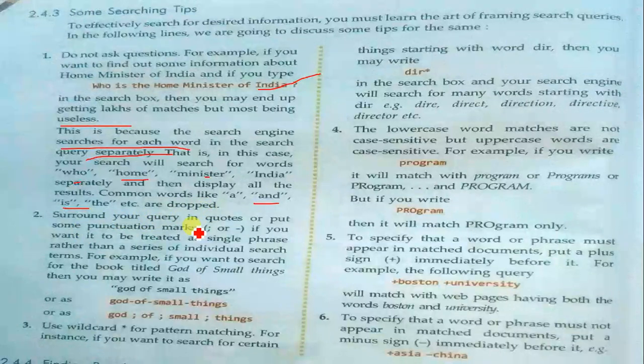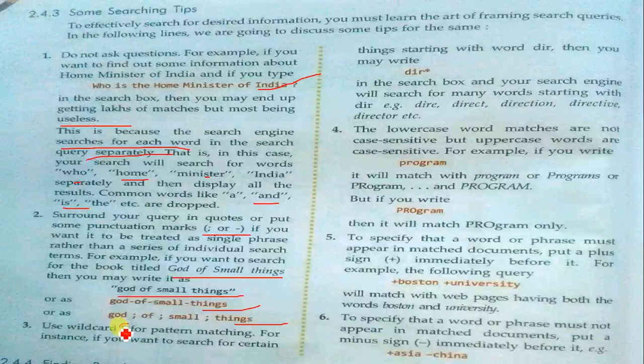Surround your query in quotation marks. If you want it to be treated as a single phrase rather than a series of individual search terms, for example, if you want to search for the book title God of Small Things, then put it in quotes, 'God of Small Things'. Use wildcard characters.